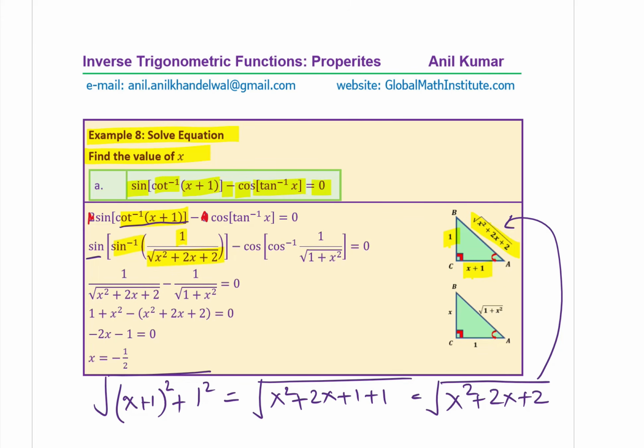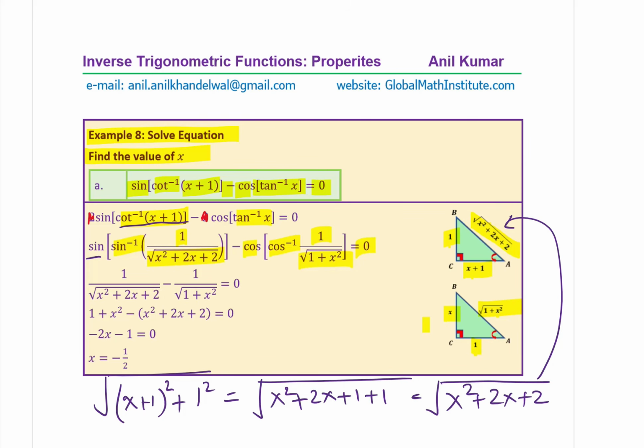Similarly, in the next expression, which is cos of tan inverse x, we need to draw another triangle. So here is your triangle for tan inverse x, opposite side being x, adjacent being 1. Hypotenuse will be square root of 1 plus x square. Now, since the outside function is cos, inside should be cos inverse. Cos will be adjacent 1 over square root of 1 plus x squared. Now that should be equal to 0. This is the equation which we need to solve.